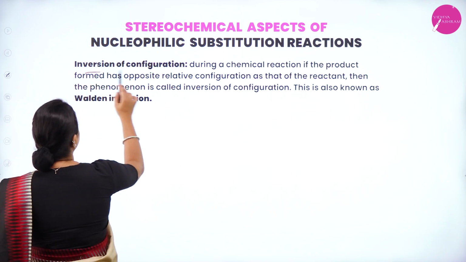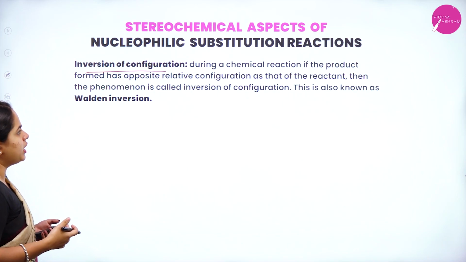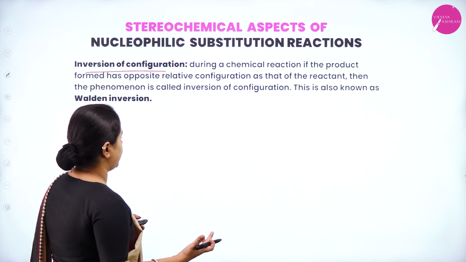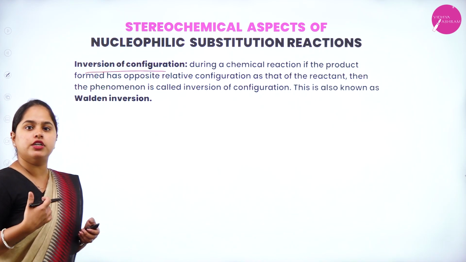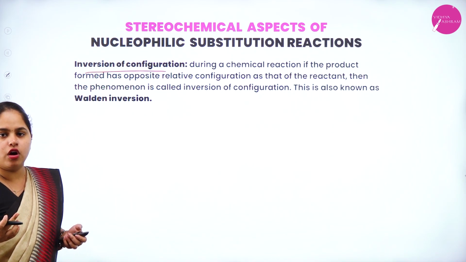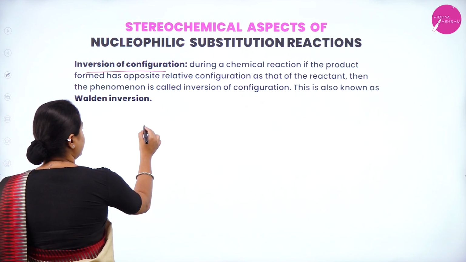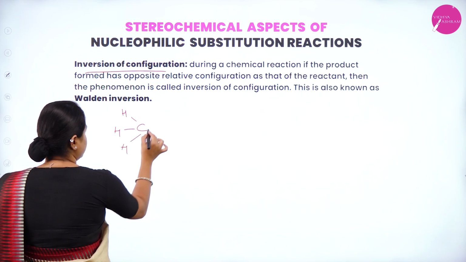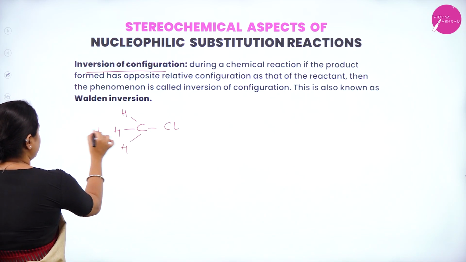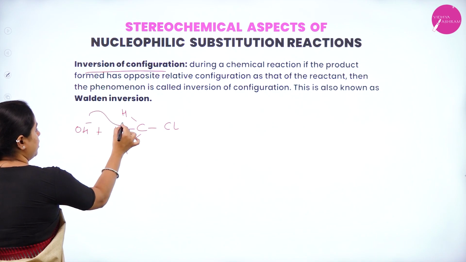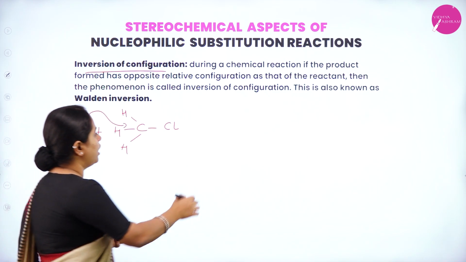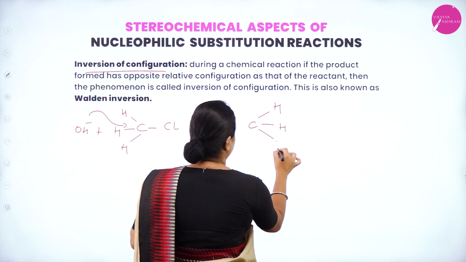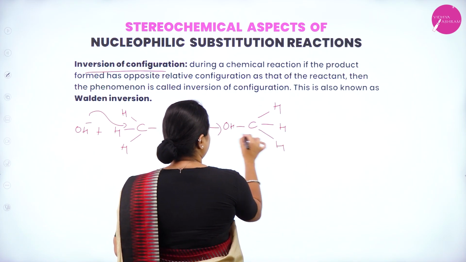Next is inversion of configuration. During a chemical reaction, if the product formed has the opposite relative configuration to that of the reactant, then the phenomenon is called inversion of configuration. We have also discussed an example of inversion in the SN2 mechanism. If I take methyl chloride, it is attacked by the nucleophile OH minus, and the attack takes place from this side. Finally, what I am going to get is CH3OH, that is alcohol, plus Cl minus.